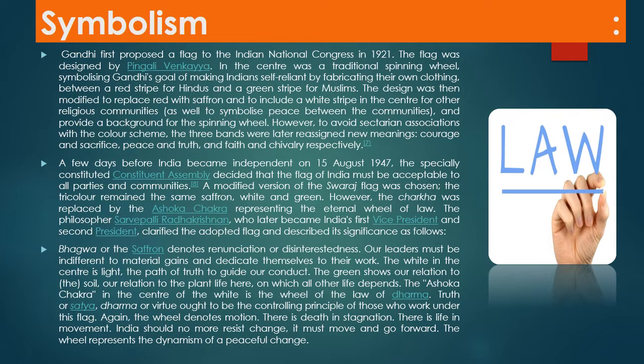The white in the center is light, the path of truth to guide our conduct. The green shows our relation to the soil, our relation to the plant life here on which all other life depends. The Ashoka Chakra in the center of the white is the wheel of the law of Dharma. Truth or Sattva, Dharma or virtue ought to be the controlling principle of those who work under this flag.